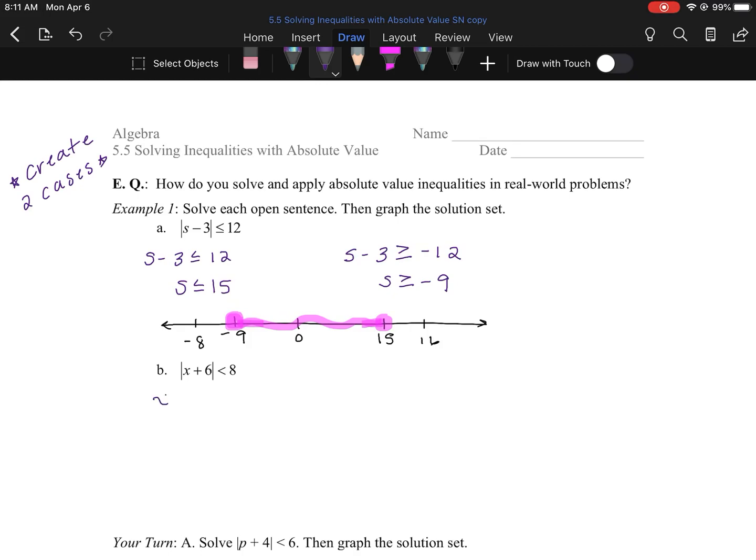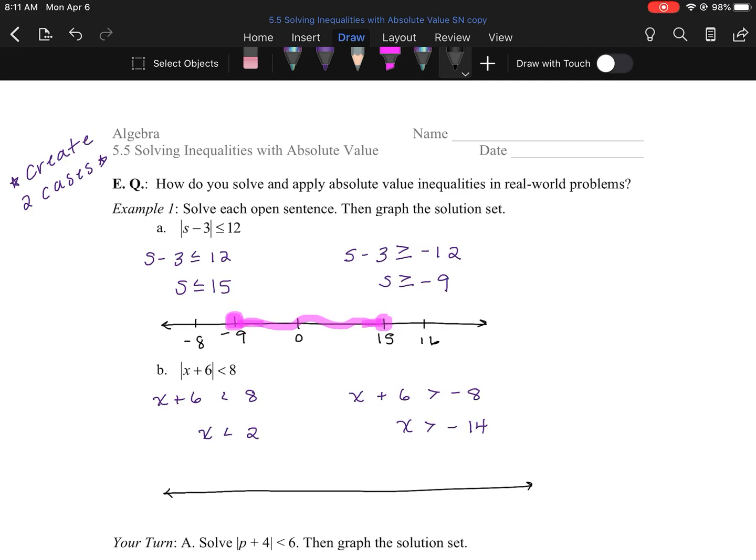All right, so let's take a look at example number 2. Same thing, absolute value inequality. So x plus 6 is less than 8, and x plus 6 is greater than negative 8. So subtract 6 from both sides. I'm going to get x is less than 2. And then if I subtract 6 on both sides, we get x is greater than negative 14.